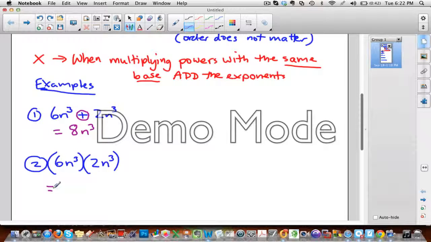This looks very similar, except when you have two brackets, this means multiplication. It can also be shown with a times or a dot. Okay, but you get used to the two brackets. This means I'm multiplying them. So now I multiply the coefficients. 6 times 2 is 12. N cubed times n cubed, you add the exponents, because when you multiply two powers with the same base, you add the exponents. So my result is 12n exponent 6. So these two questions look almost the same, but their result is very, very different.